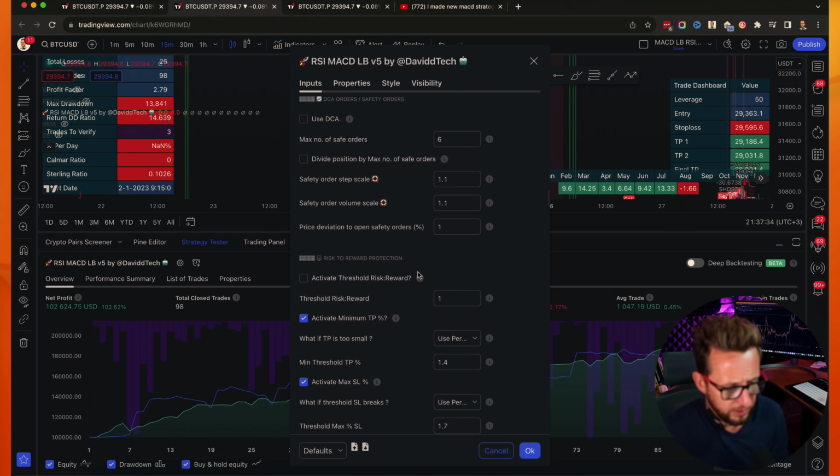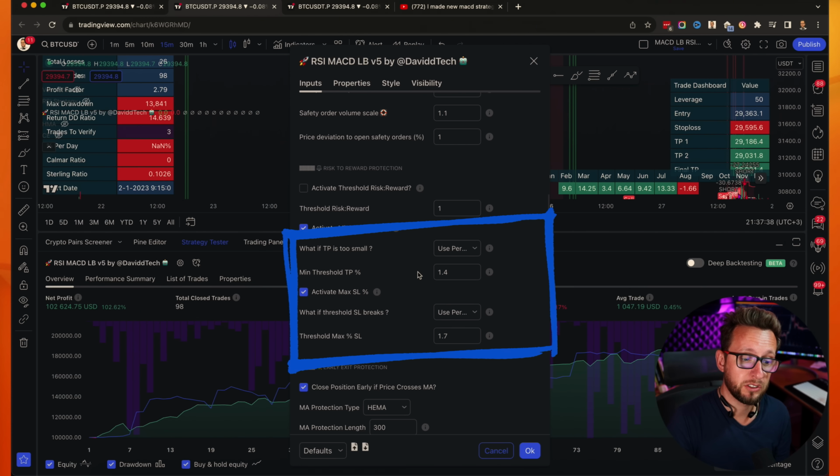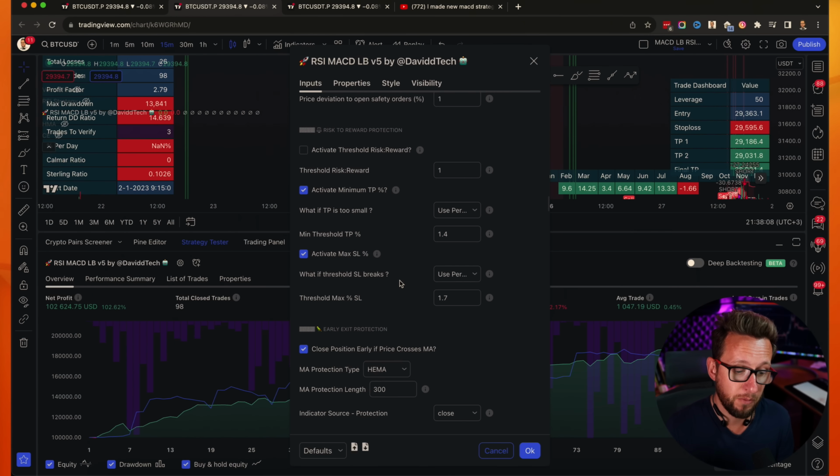What other stuff are we looking at here? There is one thing that I do often for our risk to reward protection. I do set a minimum take profit of 1.4% here. As we do have 2 take profits here, make sure that the minimum take profit is at least 1.4% for the full take profit, meaning we're covering fees and things like that, because you don't want to be below 0.7. That seems to be the point where you will start just paying fees and not actually anything from your trades. I have a maximum stop loss of 1.7%.